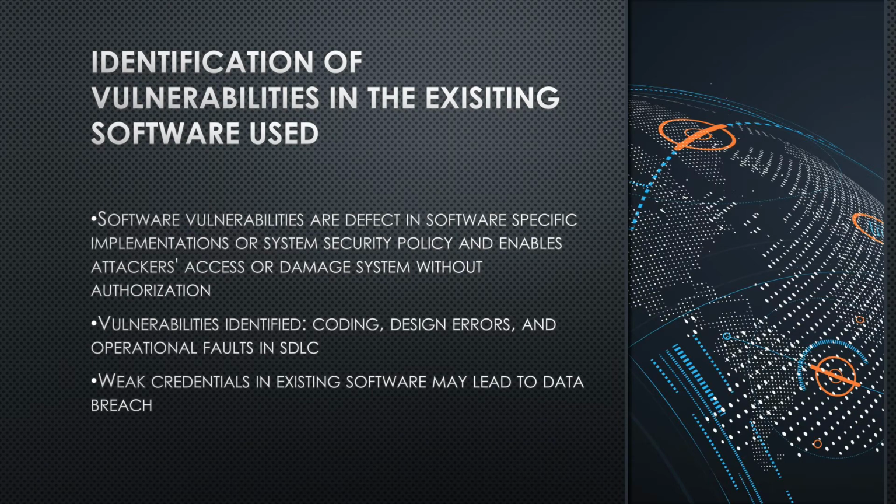Identification of vulnerabilities in existing software. Software vulnerabilities are defects in software-specific implementation or system security policies that enable attackers to access or damage the system without authorization. The vulnerabilities identified in the existing software are coding, design errors, and operational faults during the software development lifecycle. Weak credentials in existing software may lead to data breach.